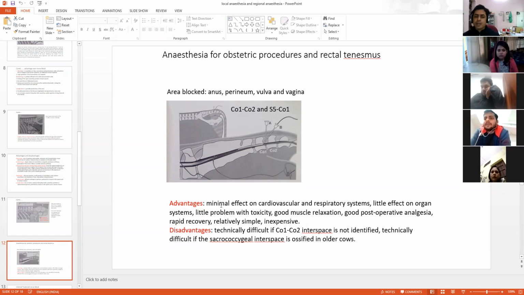Then you will get a good relaxation. You will see the tail becomes completely relaxed, and you can do minor surgical intervention or surgical obstetric procedure and rectal tenesmus. This is all about today.